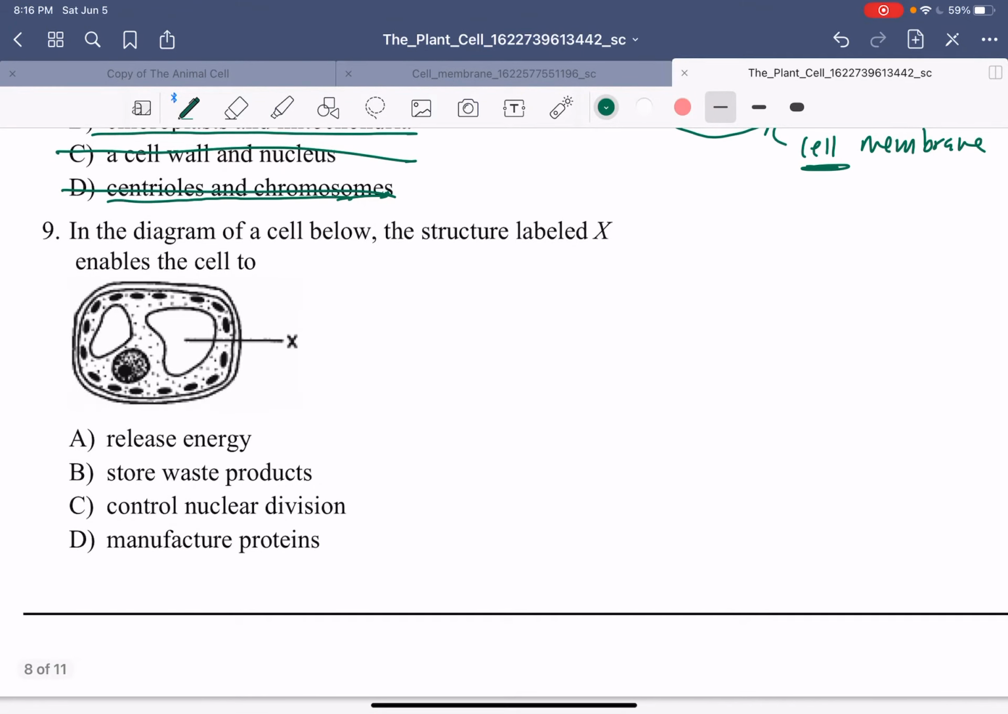Next, number 9. Oh, I get so excited when we go further into the video and I know you're pausing. I could just feel the energy. You're pausing it. You're trying to answer on your own and you're getting it right.